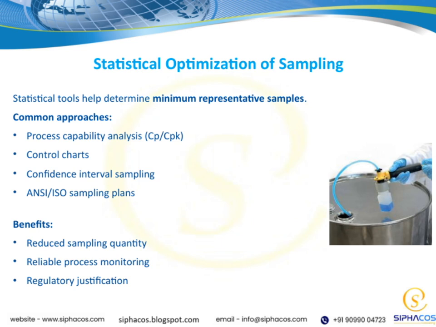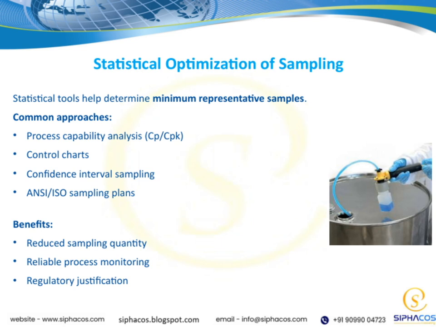Then, there's confidence interval sampling, which gives us a statistical range where we expect the true process parameter to lie, with a certain level of confidence. And of course, ANSI and ISO sampling plans provide standardized methods for sampling, ensuring consistency and regulatory compliance.